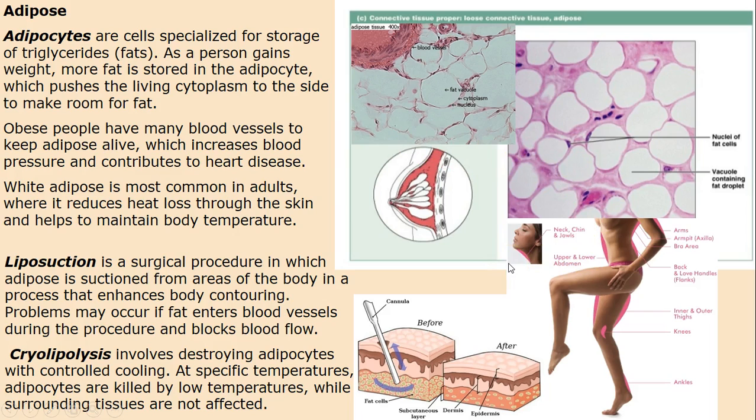Liposuction is a surgical procedure where we suction, and you can see an example here, and a little bit of body contouring, but there are some problems with this: infection, and sometimes fat enters blood vessels, and then we get sometimes an embolus and even stroke or some form of heart disease. Not very common. Cryolipolysis is what our introductory video was about, how we can use cold to kill adipocytes, but the surrounding tissue is not affected. So this is a pretty slick new technique.